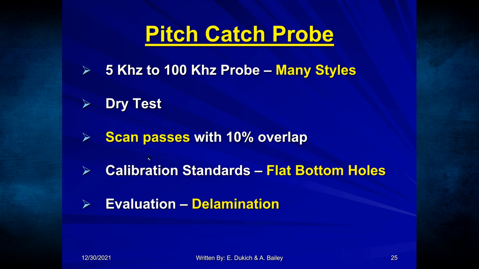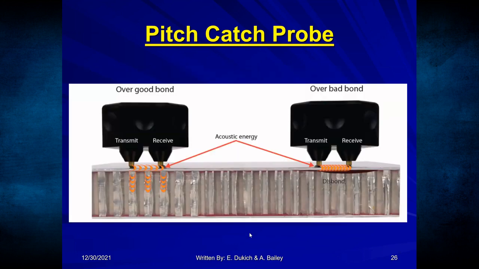So I have to control my scan speed, how many passes. I have to scan my indexing, which is my overlap. Use the same calibration standard as the flaw that I'm trying to find, and evaluate it and compare it to my cal standard. So on this picture I'm showing you here is comparing a good area. This is my dry probe that's scanning over a good area compared to a disbonded area.